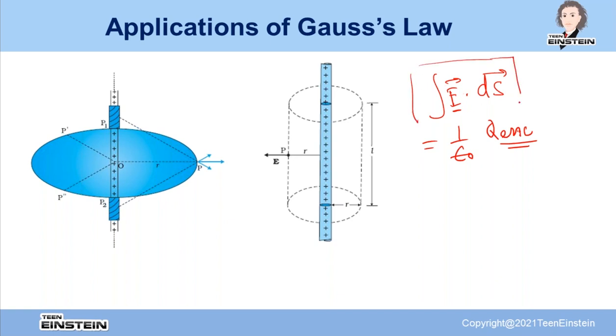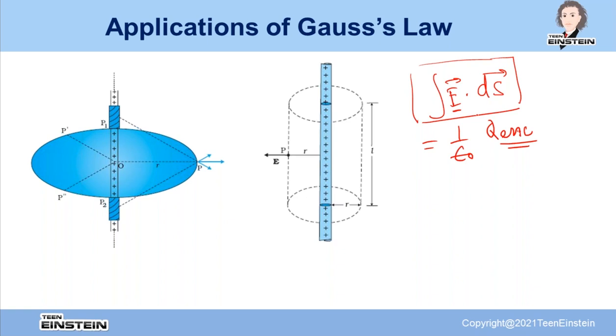And flux through what do we have to find out? Flux through the Gaussian surface. That day I talked about the Gaussian surface. So for anything, if we want to calculate the electric field, first of all, what do we have to draw? We have to draw a Gaussian surface. But how do you draw a Gaussian surface?